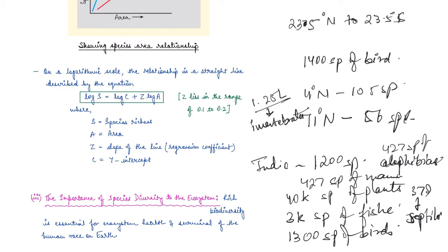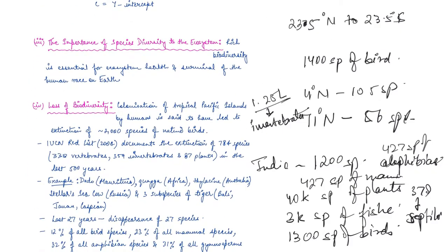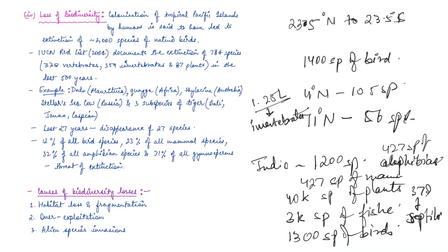So let's move on to the other topic, which is loss of biodiversity. While it is doubtful if any species are being added into the earth's treasury, there is no doubt about the continuous loss which is happening. The biological wealth of our planet has been declining rapidly, and this is because of human activities. It is because of our activities.